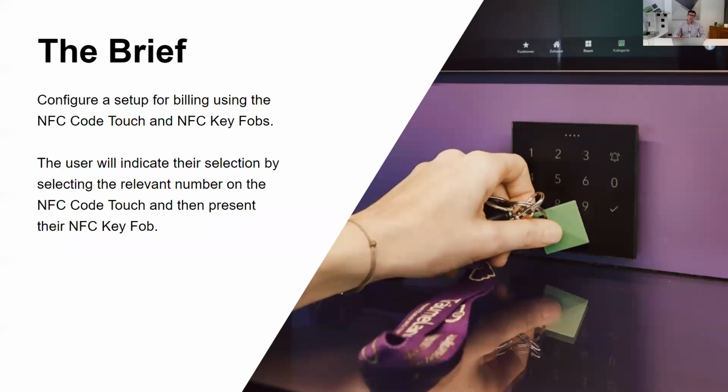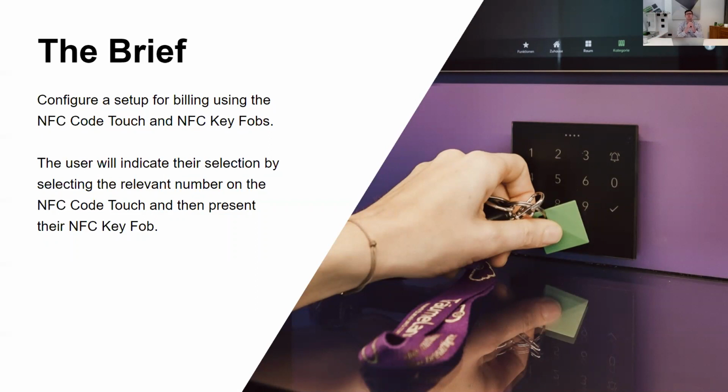And so we've got a little scenario to walk you through, which is billing using an NFC Code Touch and NFC fobs. In a lot of larger commercial properties, it's quite common that you will have a cafeteria area with hot food and various drinks available, but it comes out of your wages. It's in fact how our headquarters over in Austria work, our base camp. When you get your food or your tea or coffee, there is an NFC Code Touch. You press a certain function, press the tick, and then you present your NFC fob to it.